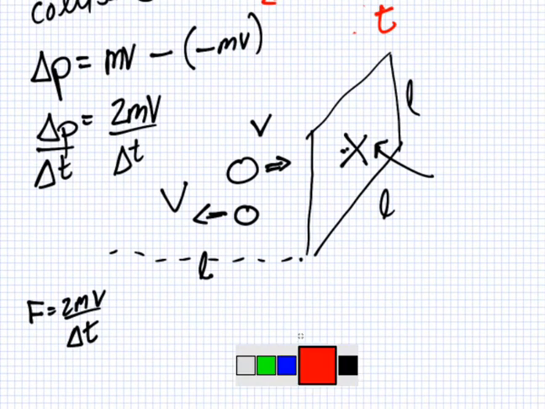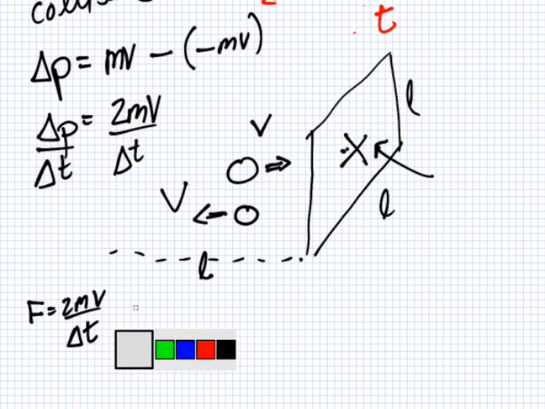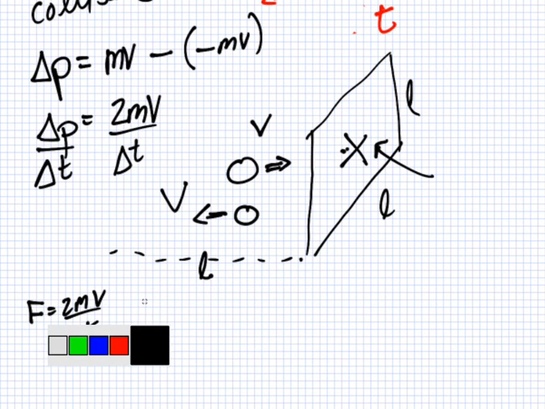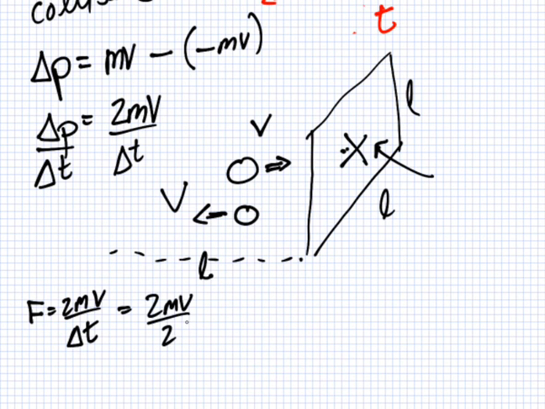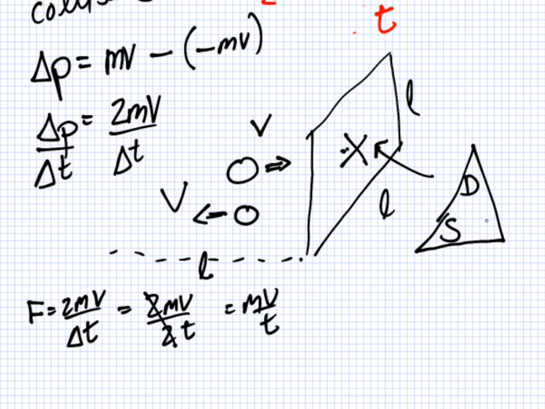Tell me when I can continue. Now, if I divide both sides by delta t, does anybody remember what this left side here is? Change in momentum over change in time? Energy. Wrong. Pressure? Force. Newton's second law. So, therefore, the force on the wall is 2mv over delta t.